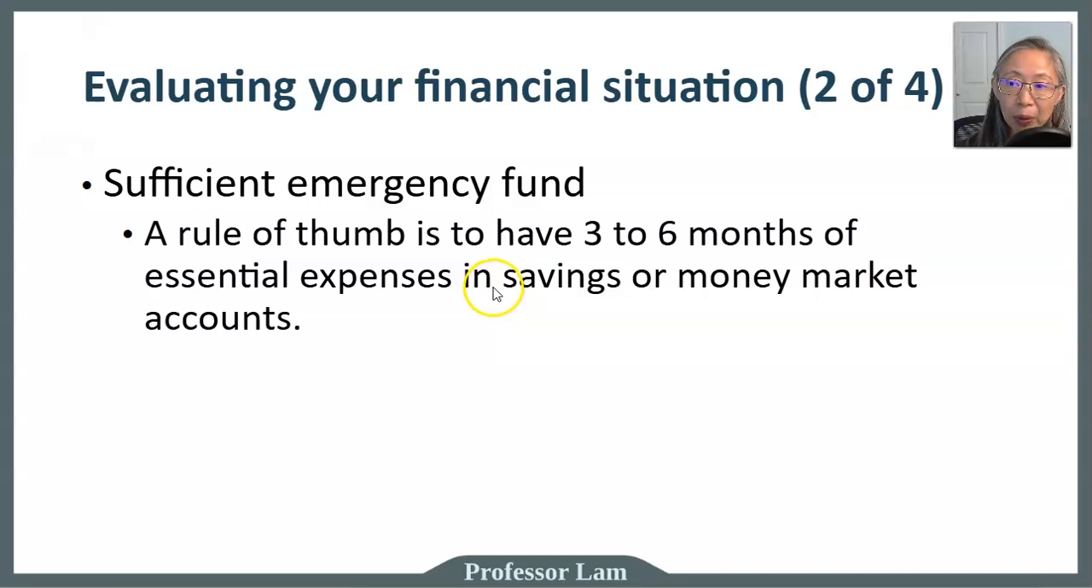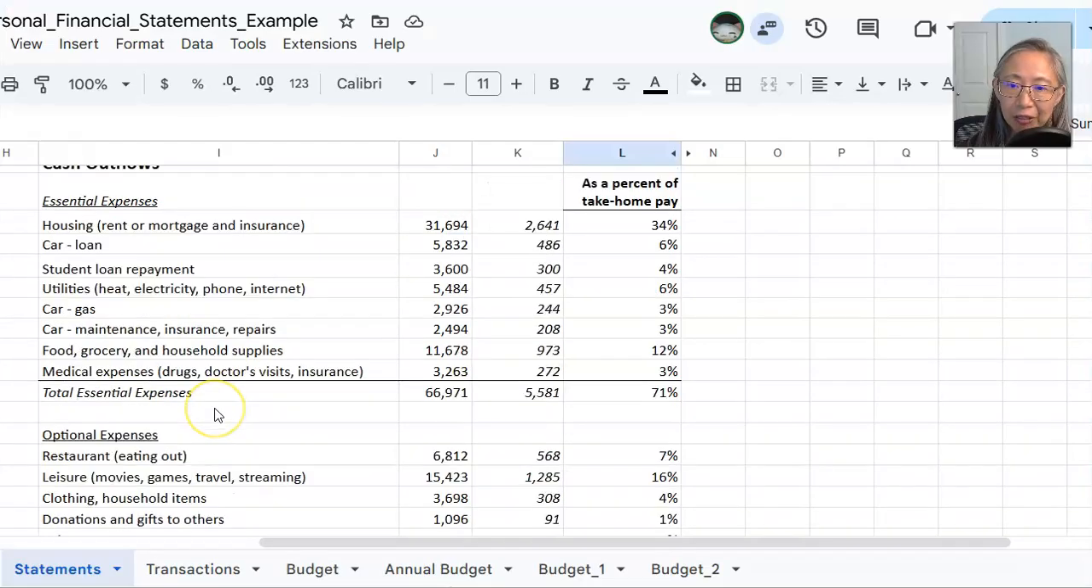Essentially, what this means is that we want to have 3 to 6 months of essential expenses in readily accessible means. For Maya and Isis, remember we computed the total essential expense is $66,971. If you divide this by 12, you get $5,581 per month. Again, pause the video to check that you see where these numbers come from. So divide 66,971 by 12 per year, that gives you $5,581 per month.